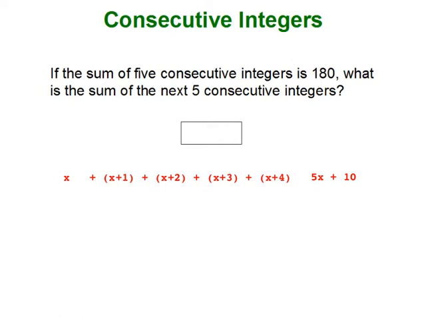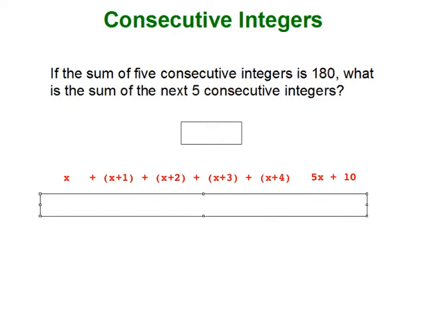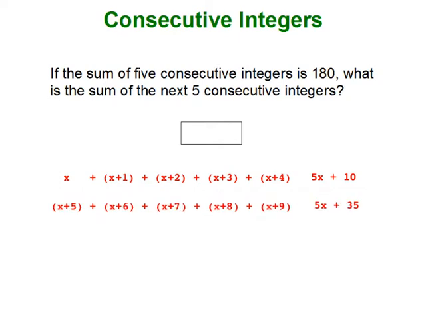So one path to the solution is then to solve for x using that equation, and then go back through and use the second half of the series. Several of you probably did that. I'm not going to demonstrate that solution, though it's entirely possible to work the problem that way. The other half of the series would be represented as x plus 5, x plus 6, x plus 7, x plus 8, and x plus 9. We could consolidate everything here and arrive at 5x plus 35.